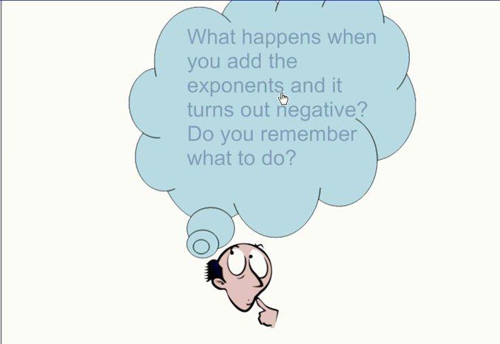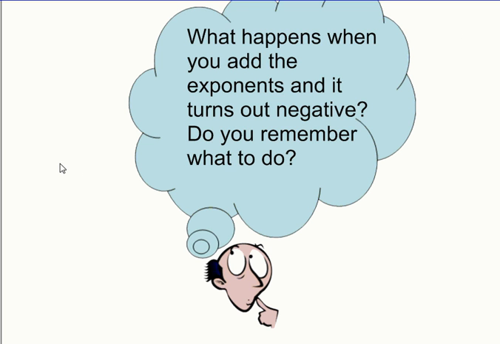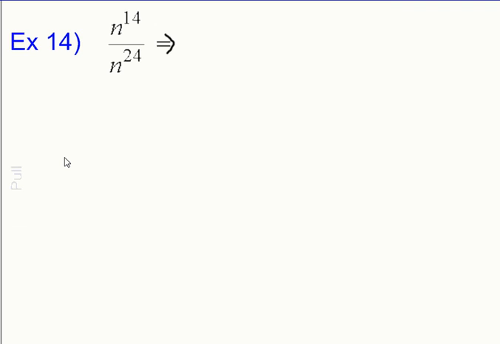So, hope that didn't scare you. What happens when you subtract the exponents and it turns out negative? Do you remember what to do? I know we talked about it a little while ago, but hopefully you remember. Here we go. We have here a base of n, both n's, n to the 14th divided by n to the 24th. We're going to keep that n base, and this is 14 take away 24. So let's think about that. 14 take away 24. That turns out to be n to the negative 10.